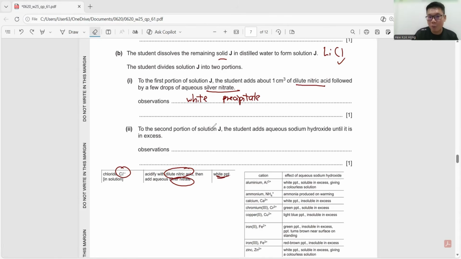Number 2, to the second portion of J, the student adds sodium hydroxide until it is in excess. So the sodium hydroxide test is always a test for cation, so we refer back to lithium. Lithium is not shown here. That's why we know every group 1 metal will continue to dissolve. So that's why there is no change. Because initially your lithium chloride is in solution, you add sodium hydroxide, it won't have any changes, it's still dissolved.